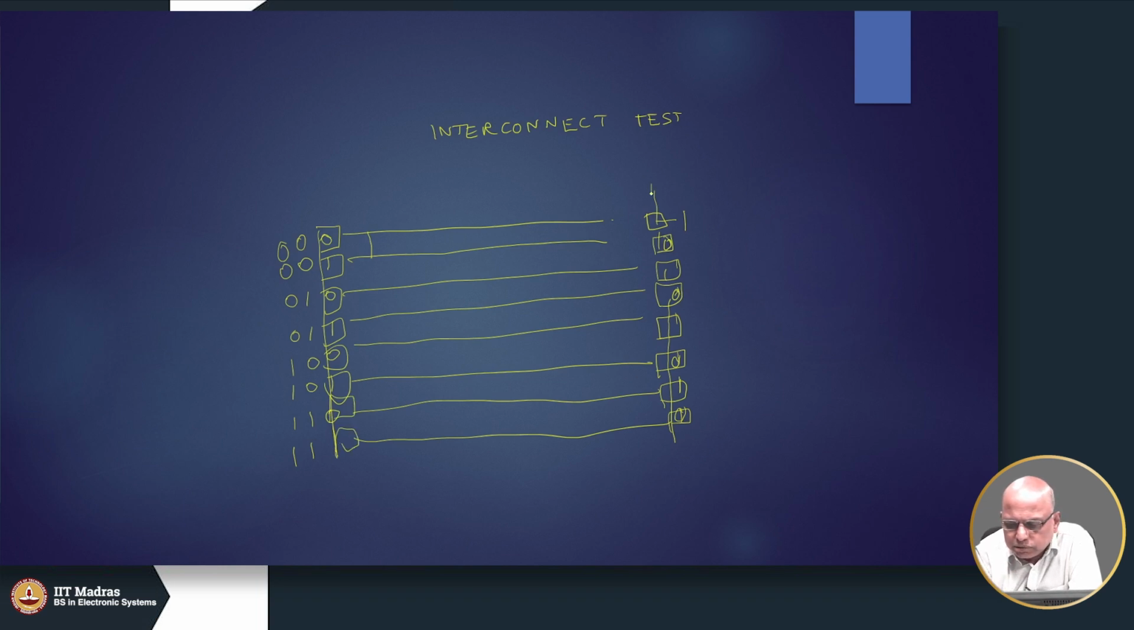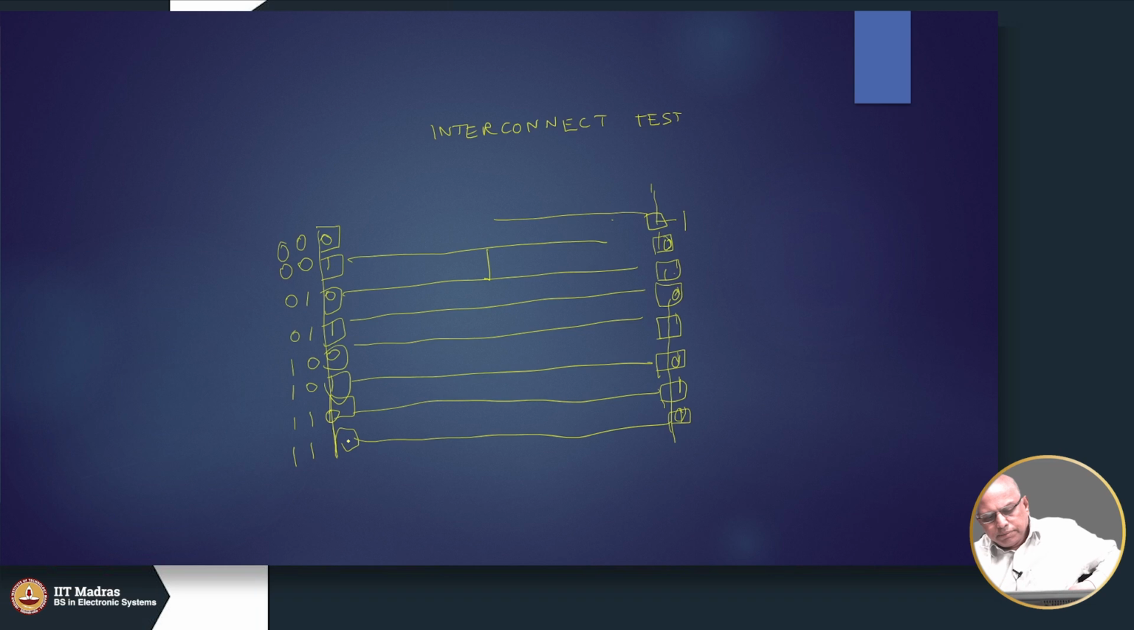And then we do a capture. So, if all goes well, this 0 should come here, but if a 1 still remains, that means there may be an open here. Similarly, if a short is there between these two, it may cause this 0 to be a 1 or a 1 to be a 0. Okay. So, that is how you can test the interconnect.